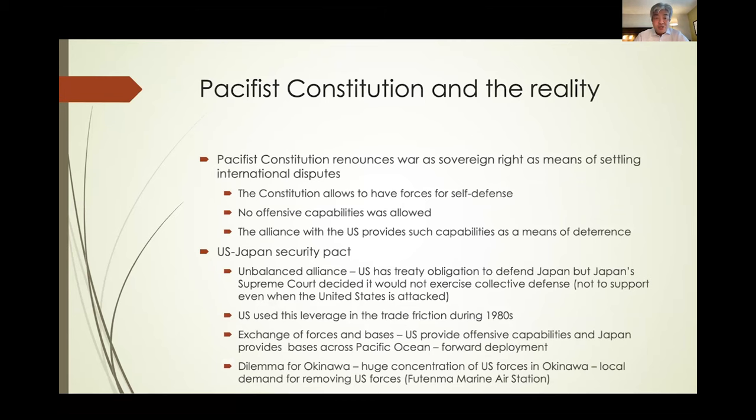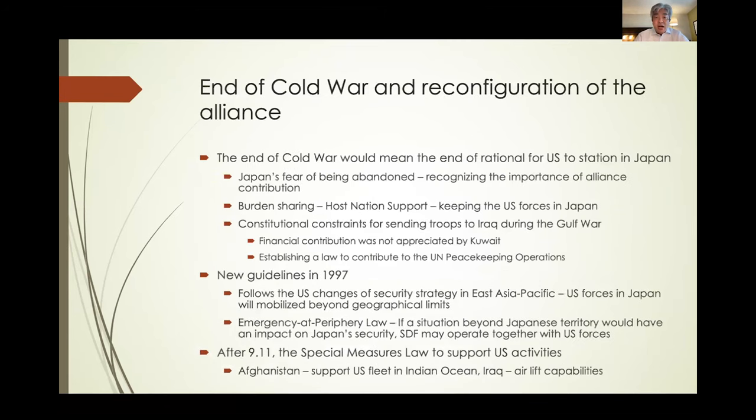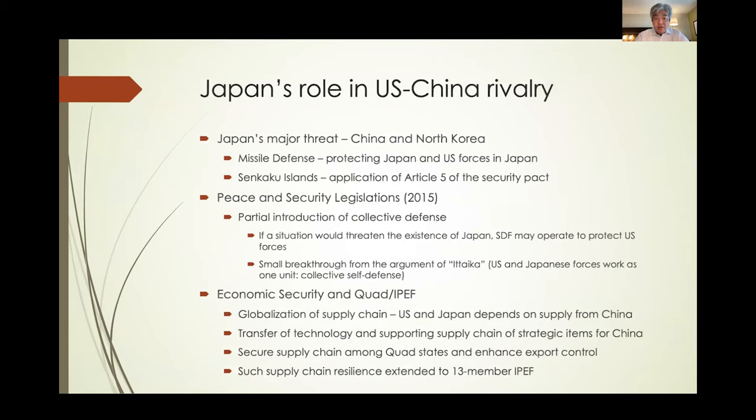So perhaps here, because I've already spoken too much, but again, the peace and security legislation is one step further for the Japanese position, in the context of the U.S.-China rivalry, and makes the United States work much closer with Japan because of these changes in Japanese security policy. So I'll stop here.